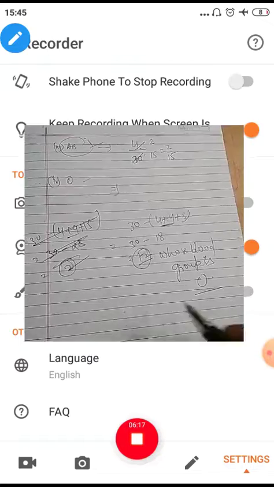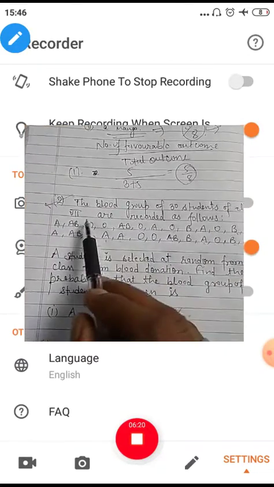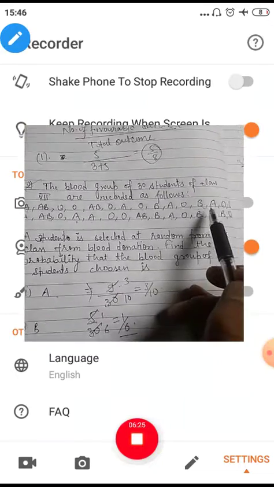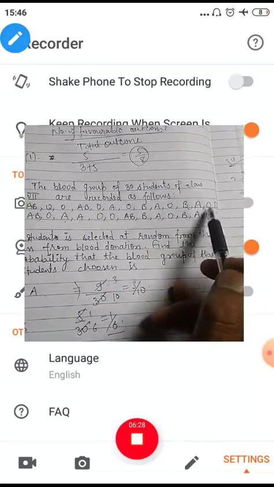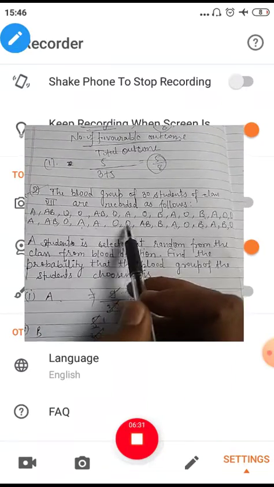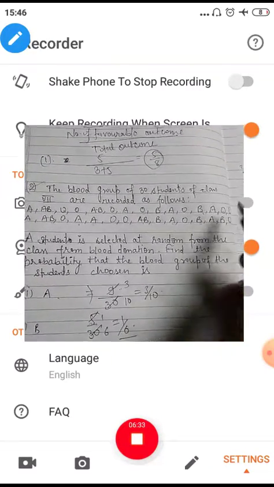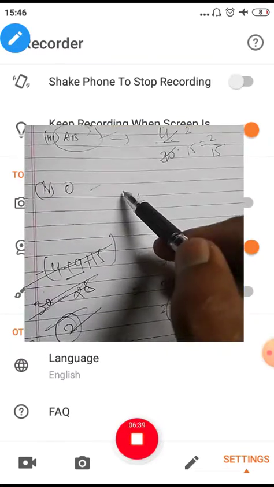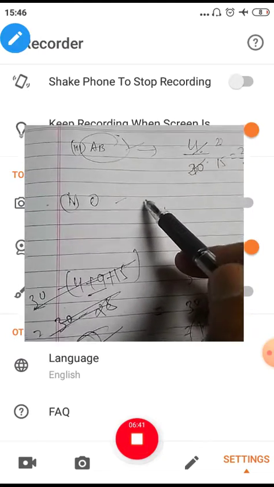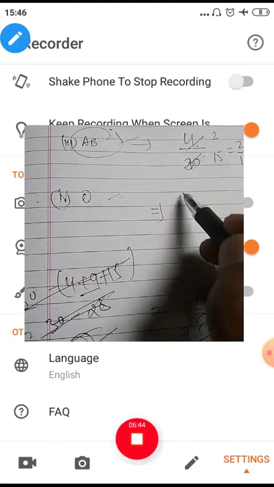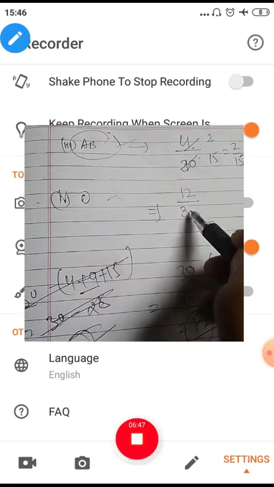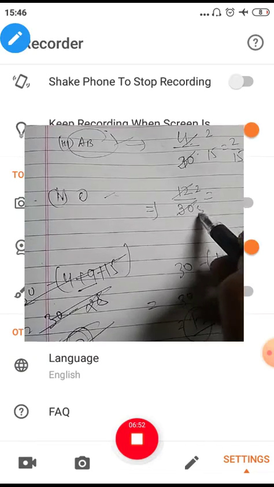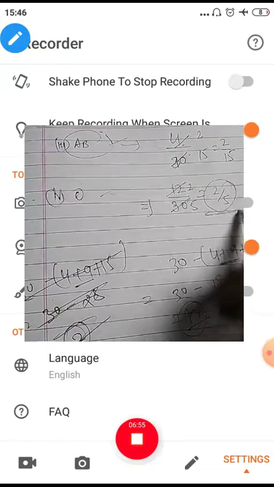is O. Okay, we count कर लेते हैं: 1, 2, 3, 4, 5, 6, 7, 8, 9, 10, 11, 12. Okay, so what will be the probability that the blood group of the chosen student is O? 12 upon 30. You can simplify it. 6 2 जा 12, 6 5 जा 30, so 2 upon 5.